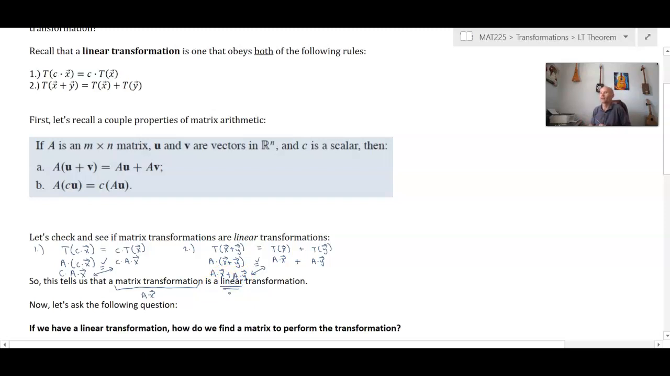Okay, so now let's ask the question, if we have a linear transformation, how do we find a matrix to perform the transformation?